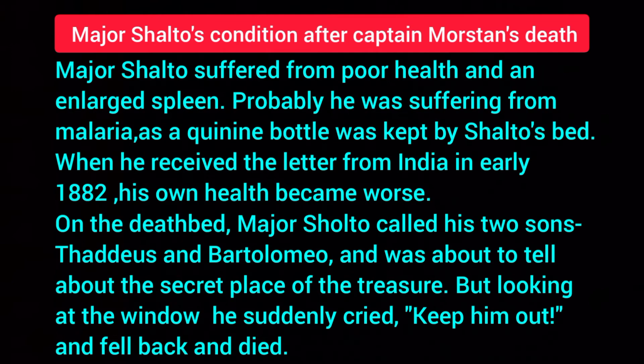Sholto suffered from poor health and an enlarged spleen. Probably he was suffering from malaria as a quinine bottle was kept by Sholto's bed. When he received a letter from India in early 1882, his own health became worse. On the deathbed, Major Sholto called his 2 sons, Thaddeus and Bartholomew, and was about to disclose the secret place of the treasure. But at that time, looking at the window, he suddenly cried, "Keep him out!" and fell back and died.